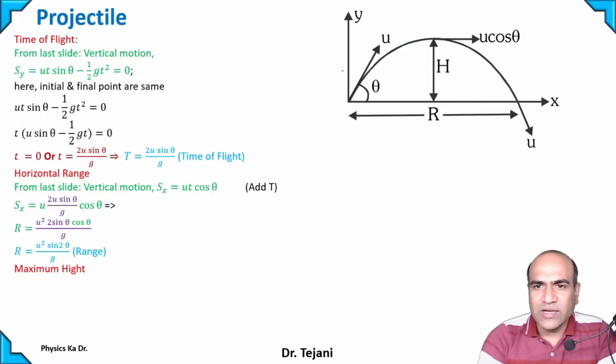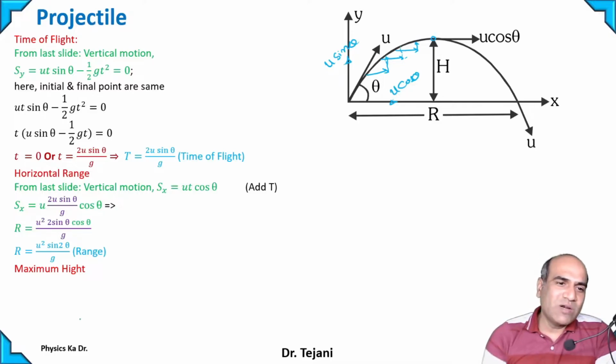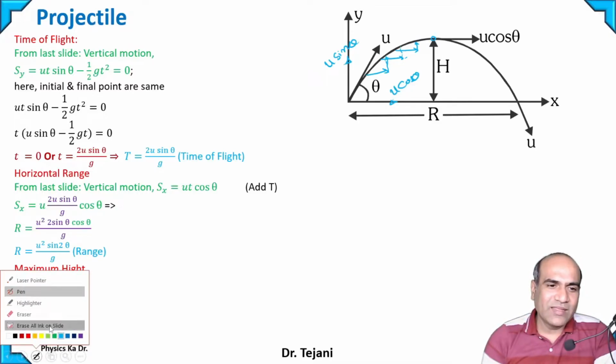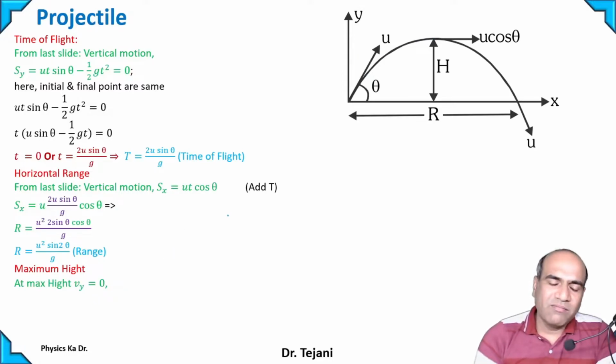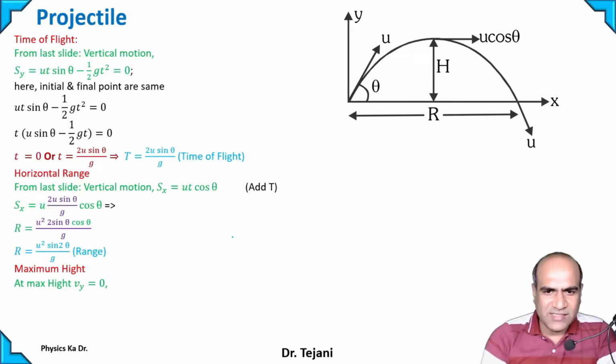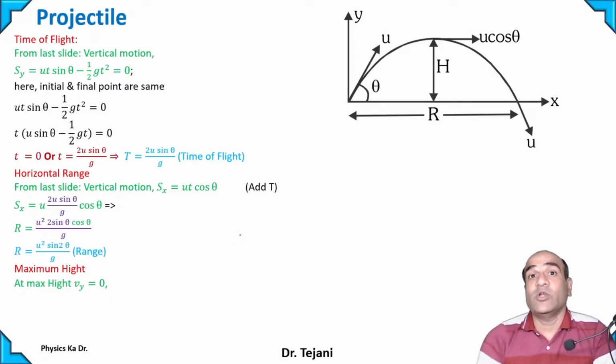See, initially what happened? U has two components. One is u sin theta, and the horizontal component is u cos theta. The horizontal component is constant. It is not changing. But the vertical component is reducing. Here it becomes 0, and that is where we can find the maximum height. So at maximum height, the velocity of vertical movement is 0, not horizontal. Vertical movement is only 0.